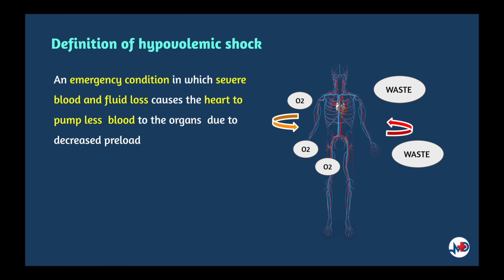The principal function of the circulatory system is to supply oxygen and vital metabolic components to the cells throughout the body, as well as to remove metabolic waste products. Hypovolemic shock is an emergency condition in which severe blood and fluid loss causes the heart to pump less blood to the organs due to decreased preload. If the decrease in arterial blood pressure is severe and protracted, such hypotension will eventually lead to severe hypoperfusion and organ dysfunction. So, we'll be looking at the specific signs and symptoms in hypovolemic shock in the next coming slides.